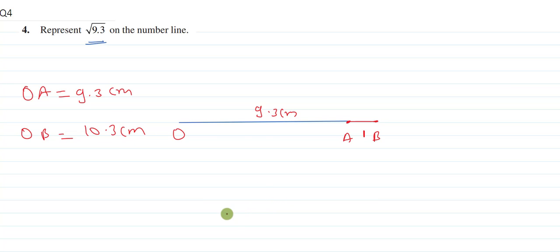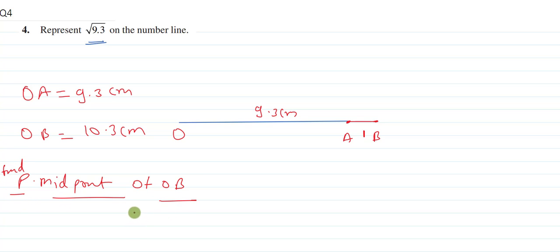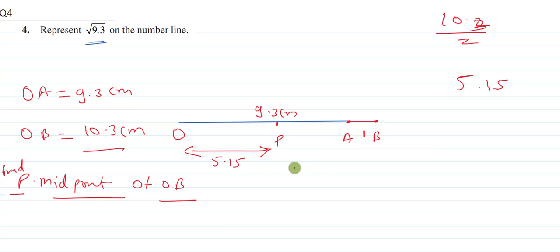Now you have to find the midpoint of OB. Let's suppose P is the midpoint of OB. How do you find the midpoint? Simple, divide by 2. How much will it be? 5.15, right? So the distance OP will be 5.15, and the distance PB will again be 5.15, because it is the midpoint. Okay, understood?